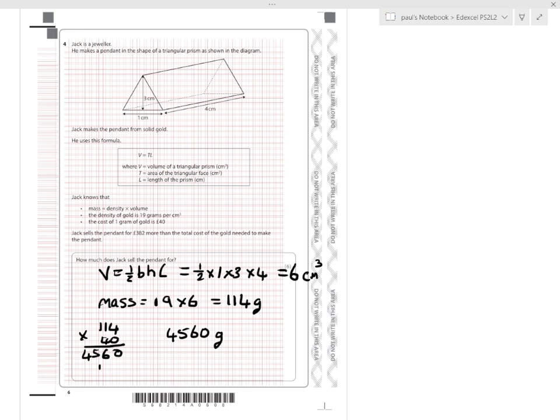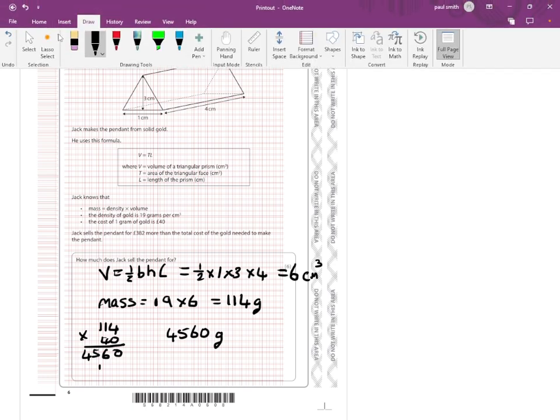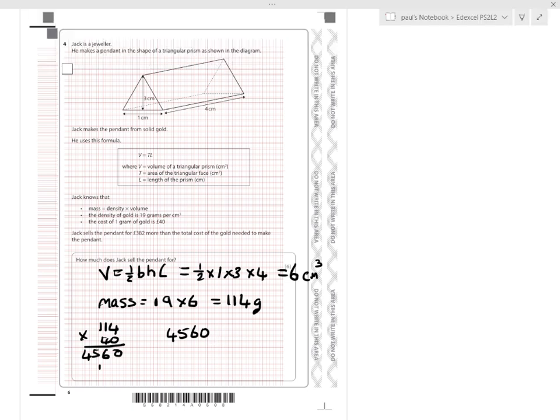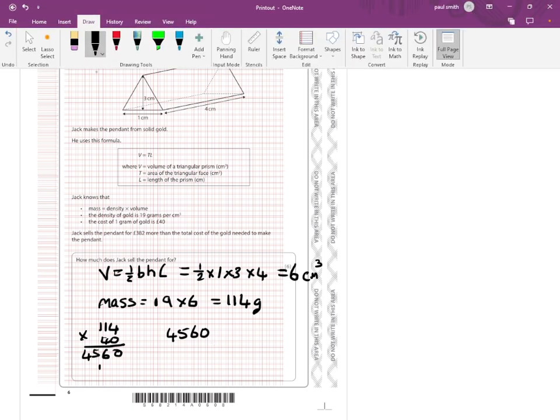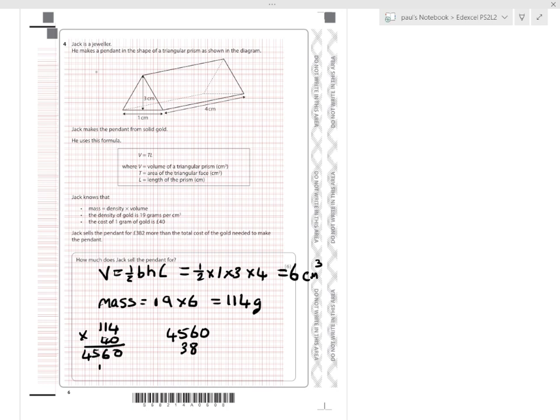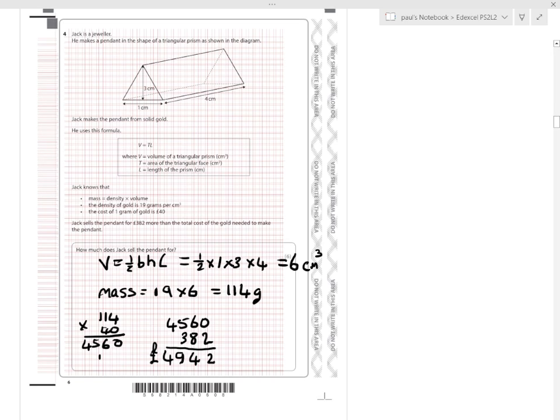Jack sells a pendant for £382 more. That's the cost, isn't it? That's not the grams. We've already done the grams. That's the cost. So he sells it for 382 more than the cost. How much does he sell it for? So let's add the 382 onto there, which is £4,942.